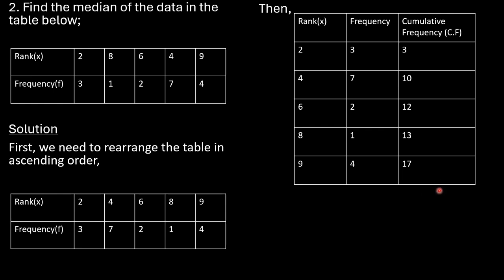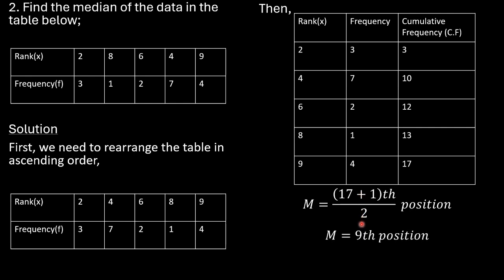So, using the formula (n plus 1) divided by 2's position. Here, our n is the addition of all the frequencies, all the values in the frequency. So we have 3 plus 7 plus 2 plus 1 plus 4, and that gave us 17. Now we add 1 and divide by 2. 17 plus 1, that is 18, divided by 2, that is 9. So therefore, our median in this case is in the 9th position.